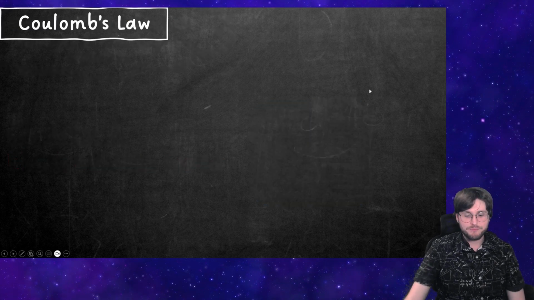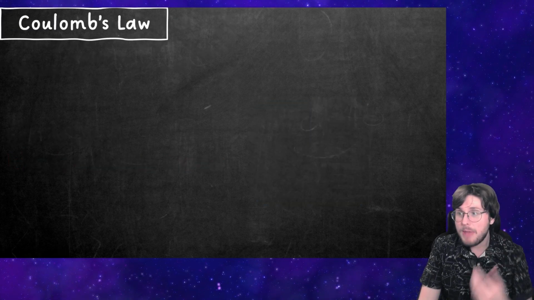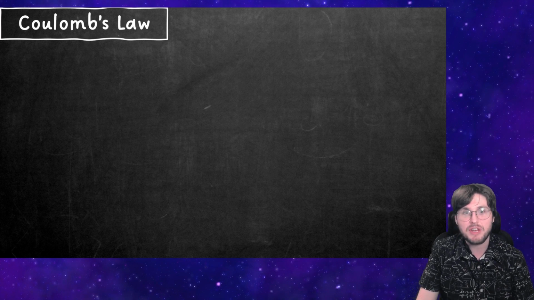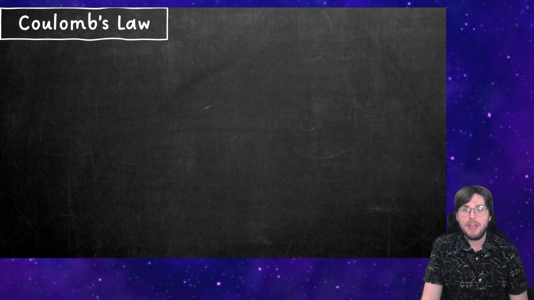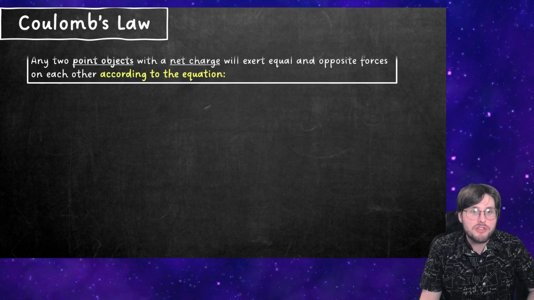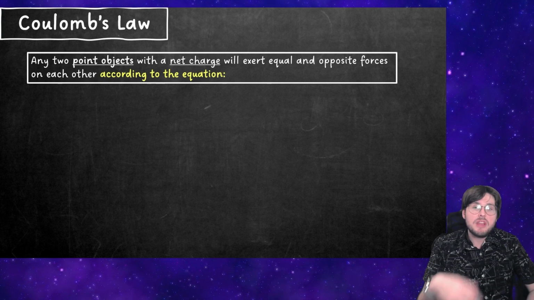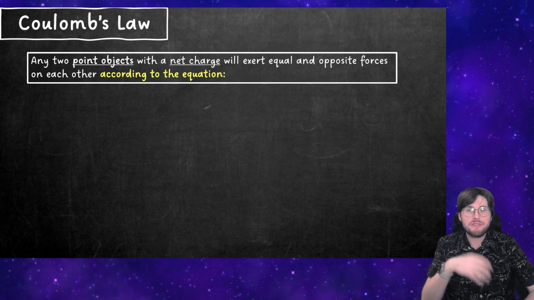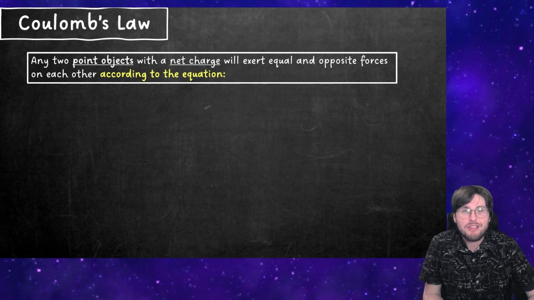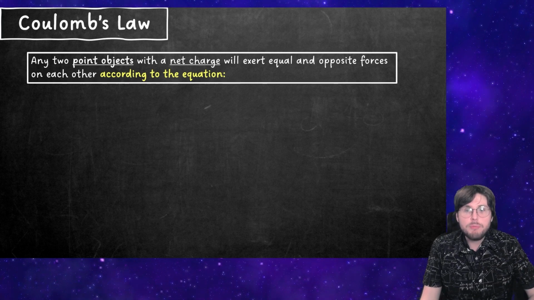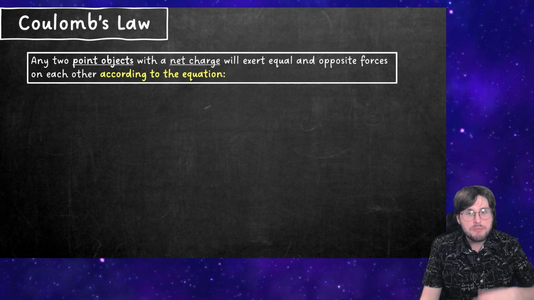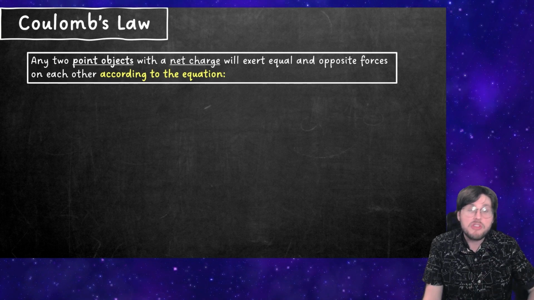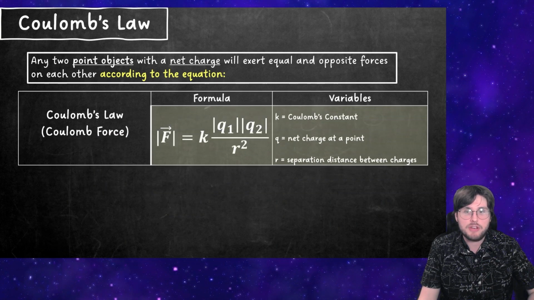All right. So the main equation that we're going to be taking a look at in this video is Coulomb's law, and this is the equation that really started it all. This is an equation that was experimentally derived by Charles-Augustin de Coulomb, meaning it helped form much of the theoretical foundation of electrostatics. It states that for any two objects with a net charge, those objects will exert equal and opposite forces on each other, according to this equation right here.